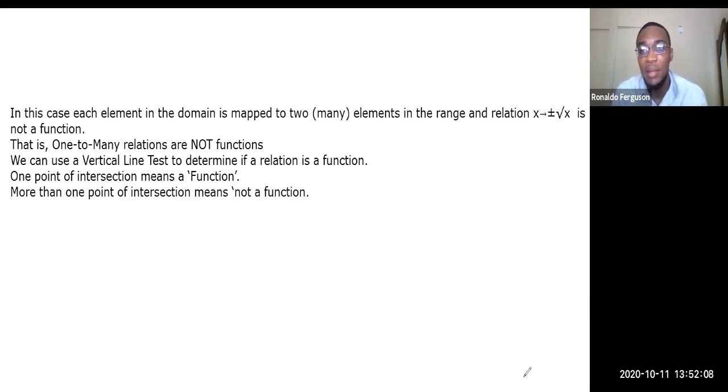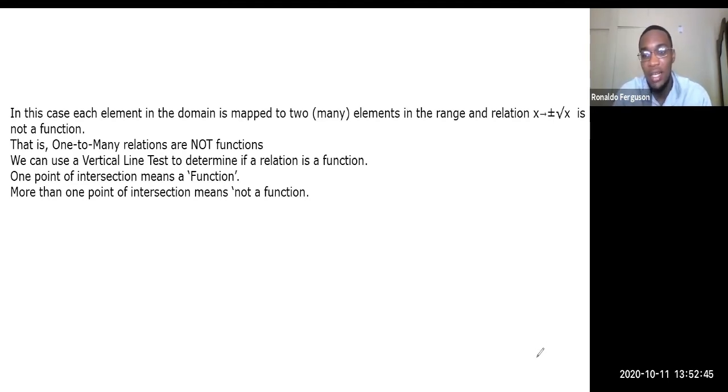You check if each element in the domain maps only once. Now instead of using a mapping diagram, you can use a graph. And to use a graph, we use what is known as the vertical line test. A vertical line test is used to determine if whichever graph we get is a function. What the vertical line test says is that if we can draw a vertical line and it detects only one point of intersection with the vertical line, then it is a function. Otherwise, it is not a function.